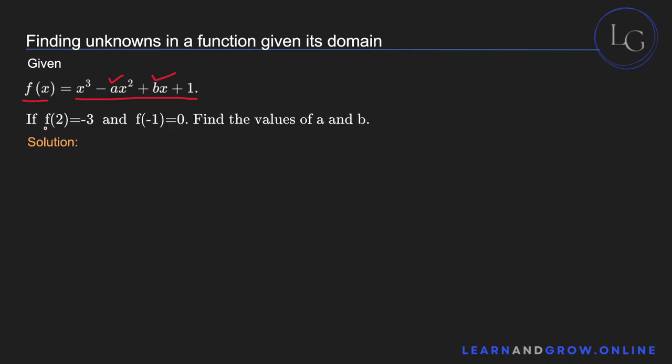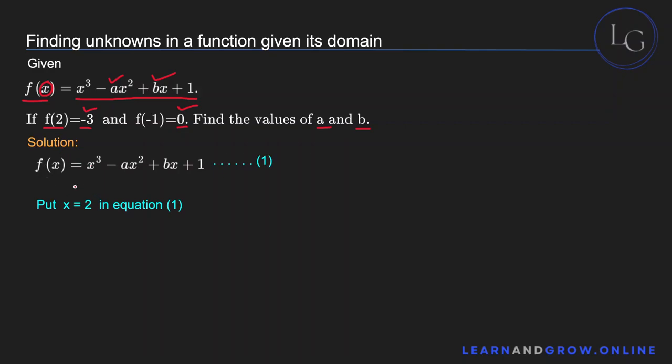It says that the function f of 2, so this x becomes 2 in this case, is equal to minus 3, and f of minus 1 is equal to 0. You've been given the value of the function at two domains. One is minus 3 when the domain is 2 and one is 0 when the domain is negative 1. We have to find a and b, right? So let's see.